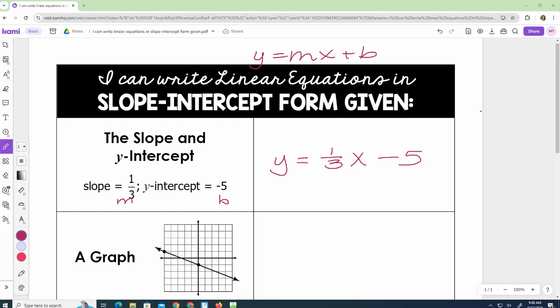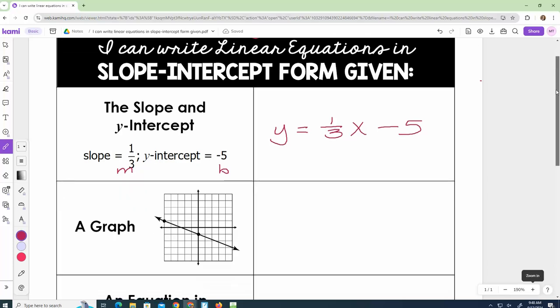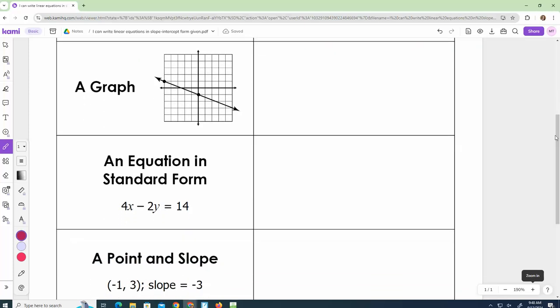Then we had cases where I gave you the graph, and we had to be able to write it. So if we're going to write slope-intercept form, we need the slope and the y-intercept. So if I give you the graph, we have to use that graph to find the slope and the y-intercept. How do we find slope on a graph? Rise over run. So you pick a point. So if I start here, I have to go down 2, so that would be a -2, over 1, 2, 3, 4, 5. So my slope is -2/5.